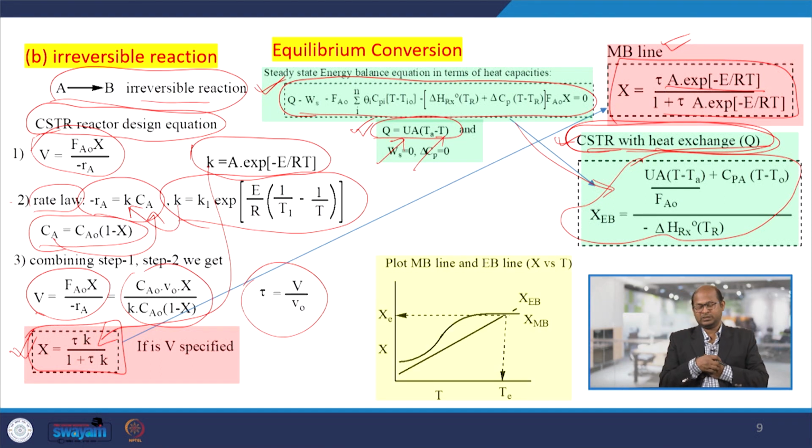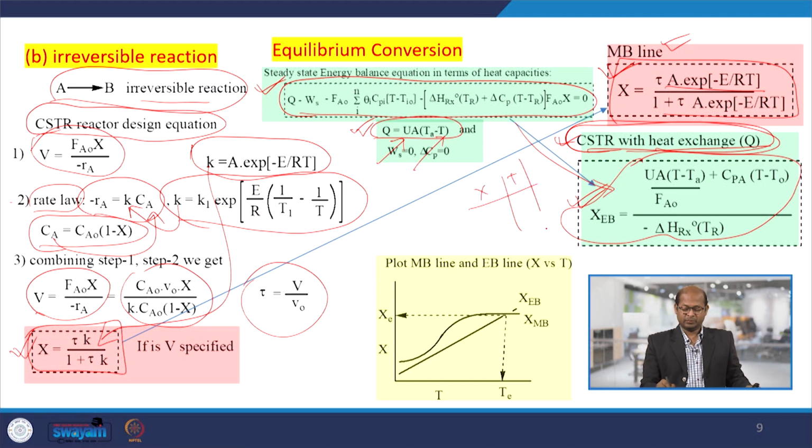Similarly, if we put all the known parameters in these equations and solve, we can get x and temperature: x from the material balance equation and x from the energy balance equation. At different temperatures we can find the corresponding equilibrium conversion from the material balance equation. Similarly, from the energy balance equation, by putting in different temperatures, we can get the corresponding Xc value.